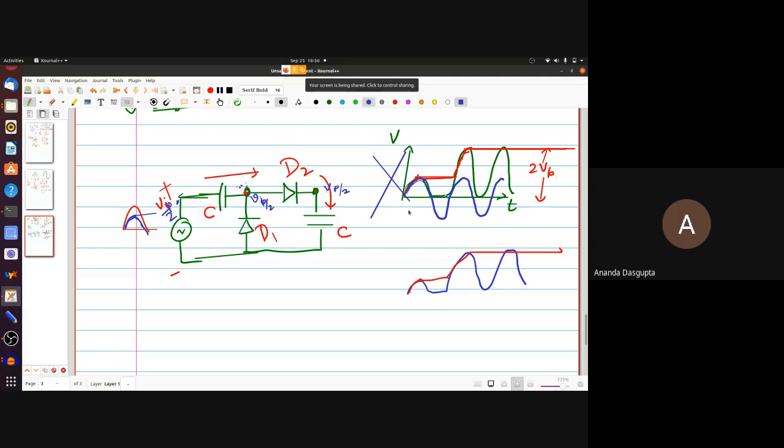And how do you figure that out? Suppose I were to ask you to find out exactly how the voltages V1 and V2 change with time. This V1 and this V2. How would you actually find them out?